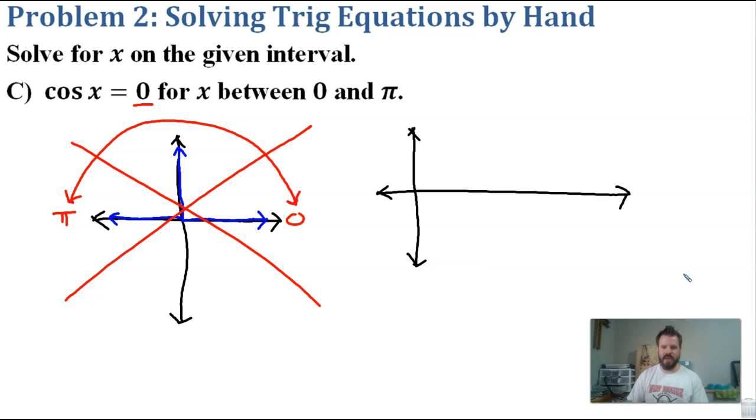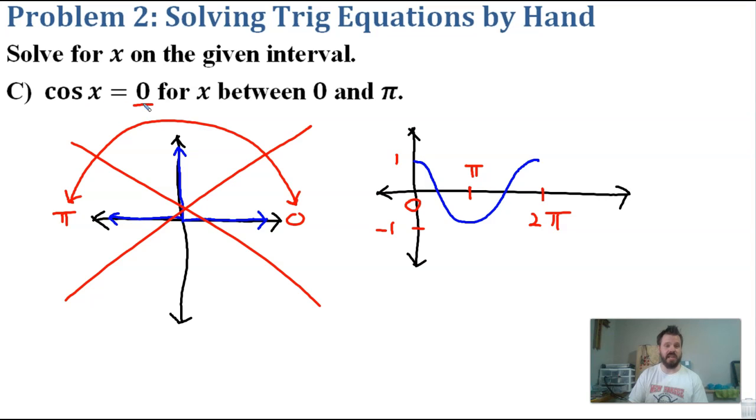Okay, so what I mean by that is let's graph out one cycle of a cosine wave. Remember, cosine was our one that started at the top at 1, goes down to -1, and then comes back up to 1. So let's go 1, -1, and the cycle lasts 2 pi units. Now I want a solution between 0 and pi. Here's my 0, here's my pi.